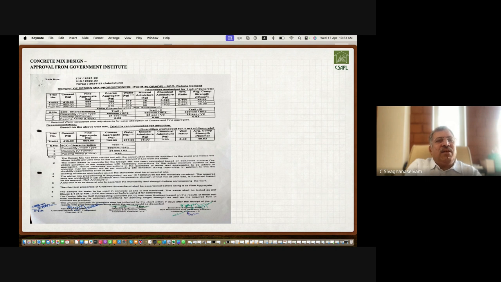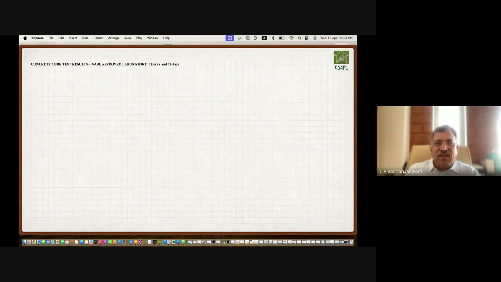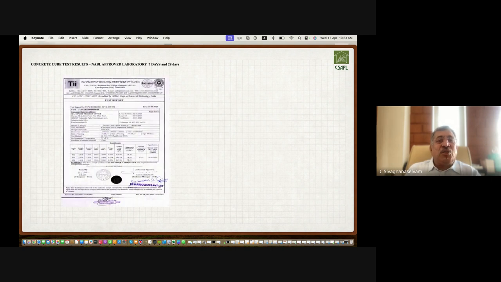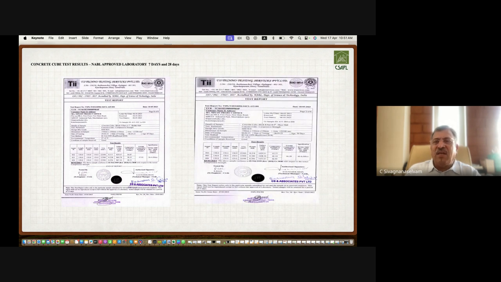This is for the aggregates and the cement. This is a report of the design mix proportion. We are using M40 grade concrete, and this is the design mix report for it, so no one will have any doubt about the quality of M40 grade. Now the cubes are also tested, for the strength attained at 7 days and the maximum strength at 28 days, for every batch of concrete placed at site.